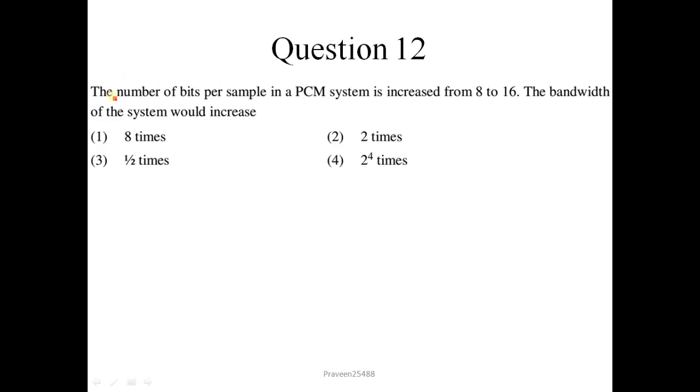Question number 12. The number of bits per sample in a PCM system is increased from 8 to 16. The bandwidth of the system would increase. So for a PCM system, we know that bandwidth is N fs, where N is the number of bits. So here the number of bits is going to double. So our bandwidth will also double. So it will increase by 2 times.